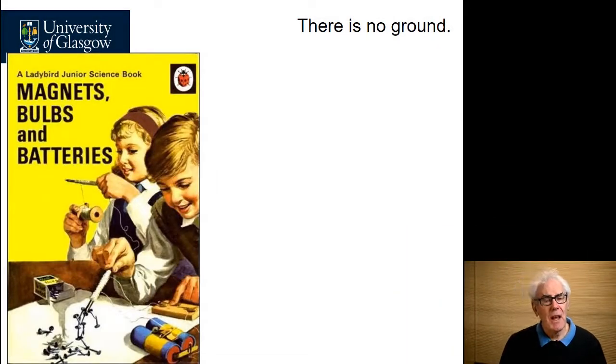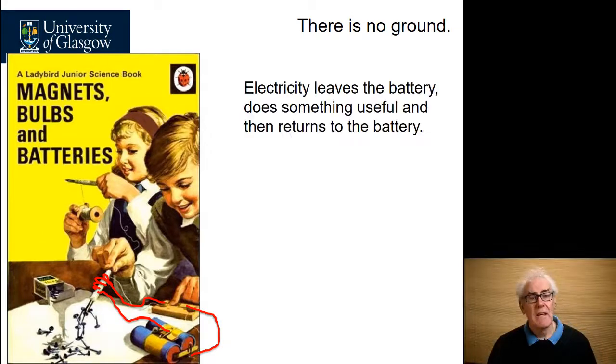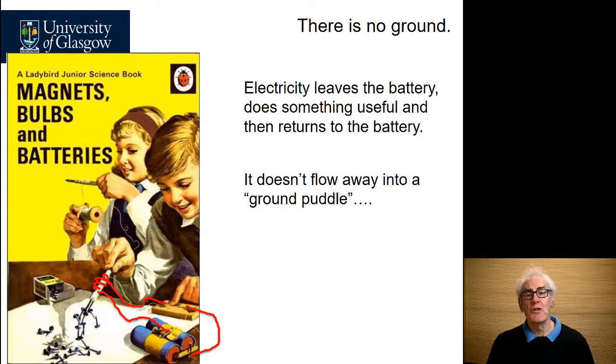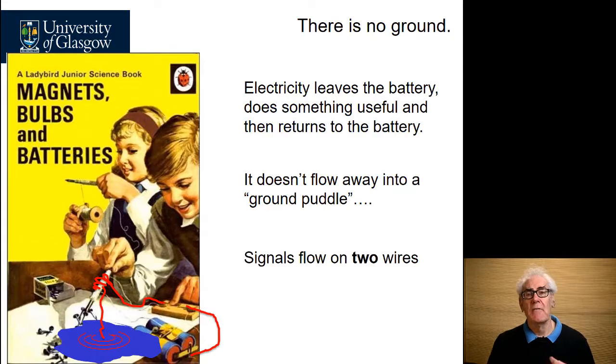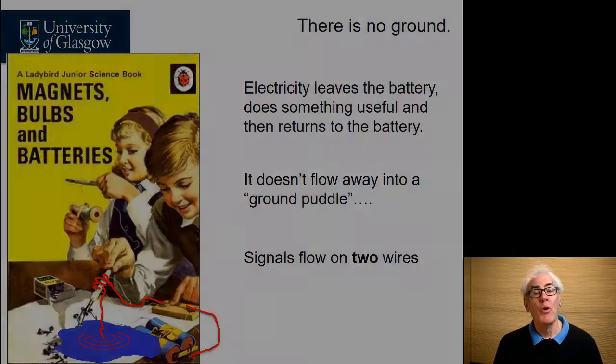So the first thing to say is there is no ground. There is no concept of ground in electronics. If we look at this very simple circuit on the front of this book, the power flows from the battery to the switch, it flows through the coil, and it flows back to the battery. It doesn't flow away into a magic ground puddle. There are only 2 connections for electricity, and signals only flow over 2 wires.